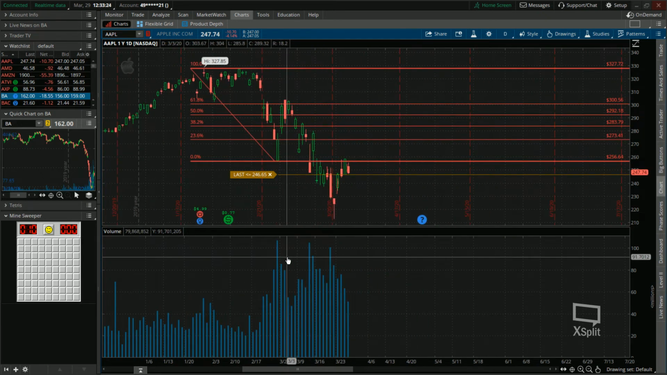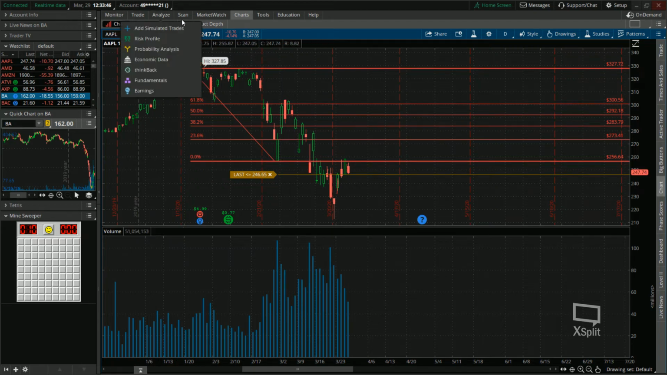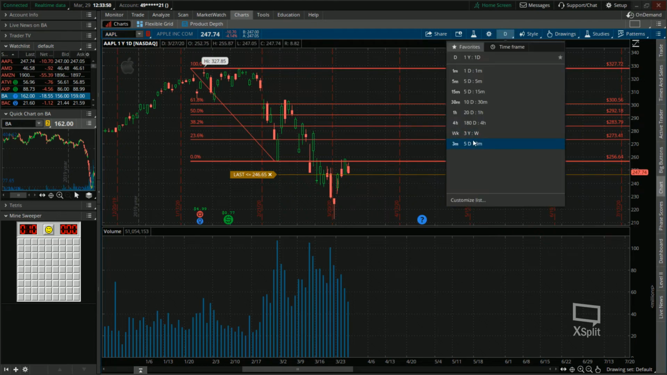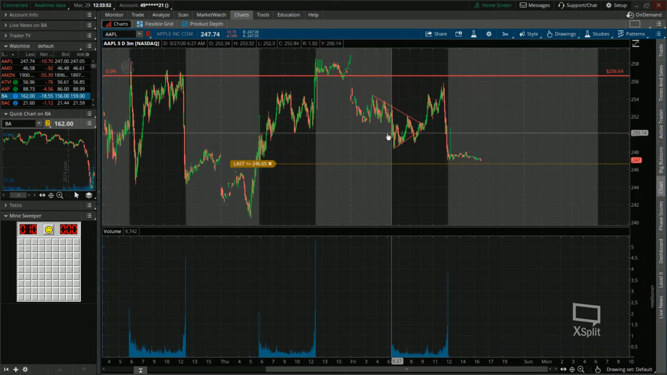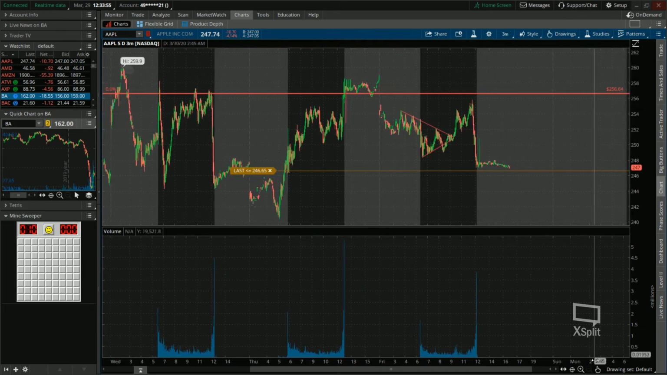So volume helps determine how much the market moves throughout the day. If there's a lot of volume in a candle, that means there's a lot of people who think it should go up. We'll look at it on a better example here, on a 3-minute breakout.